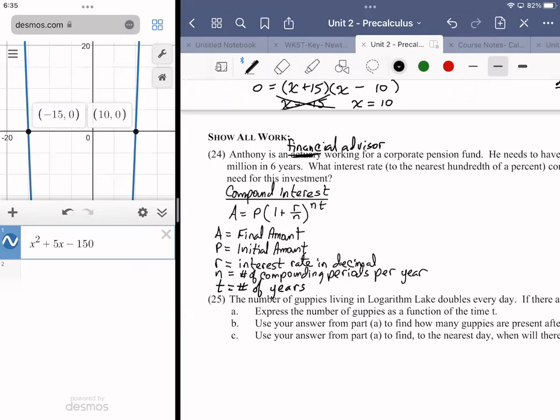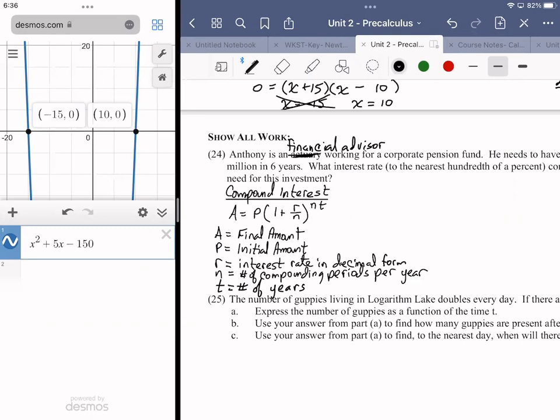All right, final amount, initial amount, interest rate in decimal form. I guess I could write the word form there. Pardon my crappy handwriting. n is number of compounding periods per year, and t is the number of years. Once you have that formula, it's pretty easy to set up the problem, but then we've got to go through the process of solving it.